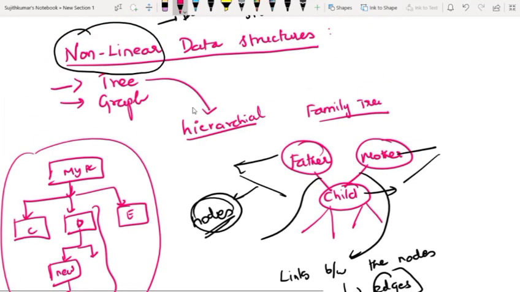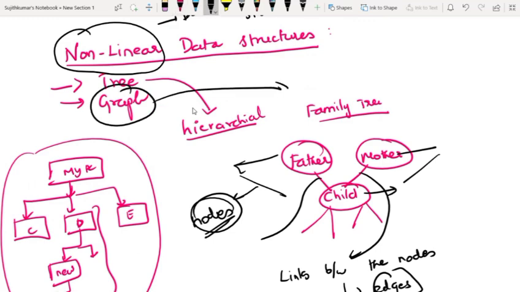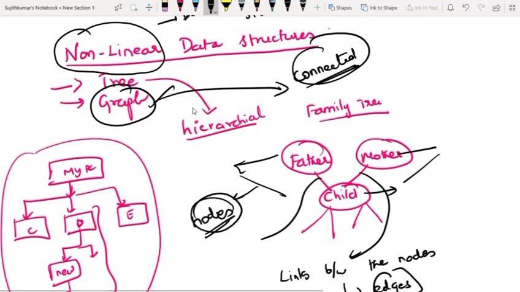So this is a tree. A graph is something that is connected. The nodes are connected, but not in a hierarchical manner. Here in a graph also, you have nodes, but those are called vertices. Edges are called edges only in graphs too. We'll see about them in great detail in the upcoming videos. This is a basic introduction to the non-linear data structures.